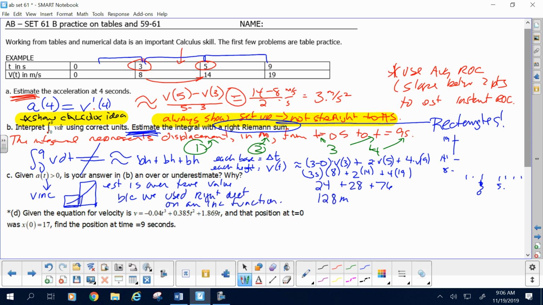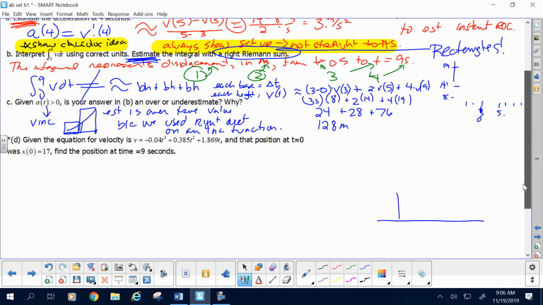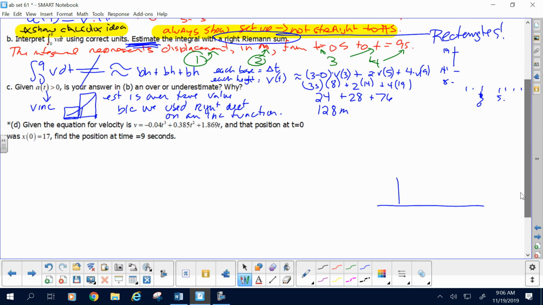You follow me? All right. Last but not least, once in a while they'll throw you a bone and say, okay, I gave you the table, but now I'm actually giving you the equation. This is calculator active. The ones with stars you can use for that. Given the equation for velocity is this equation, and I'm giving you position at time equals 0 was 17, whatever that means. Find the position at time equal 9 seconds.